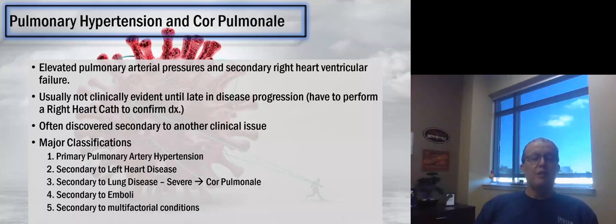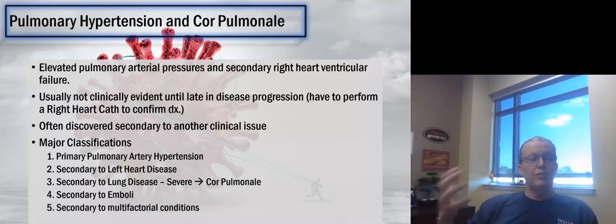Also, lung disease. I've mentioned some already, such as COPD and pulmonary fibrosis. Those conditions can produce a resistance that the right heart is having to push against. When that right ventricle is trying to push against this change in lung structure, then that can produce pulmonary hypertension, and when it's severe enough, ultimately cor pulmonale, which is a lung problem that produces a coronary problem.